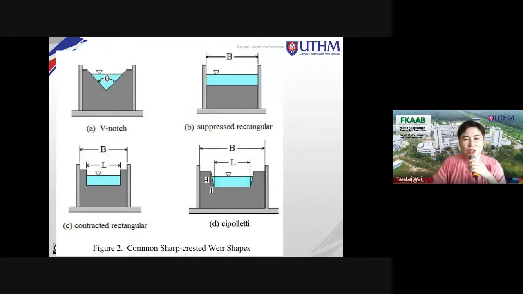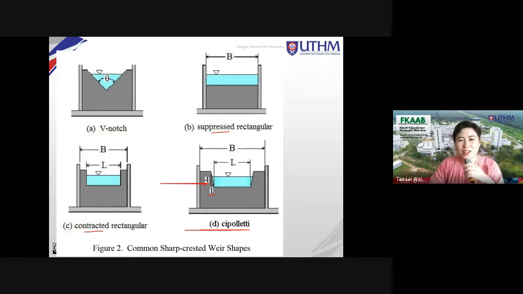Okay, we have V-notch, suppressed, contracted, and Cipolletti. Well, this is a trapezoidal notch, but since the side slope is 1 to 4, it is specifically known as Cipolletti due to the side slope. If not, you can actually consider it as a trapezoidal notch as well.